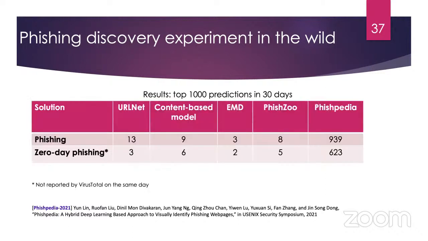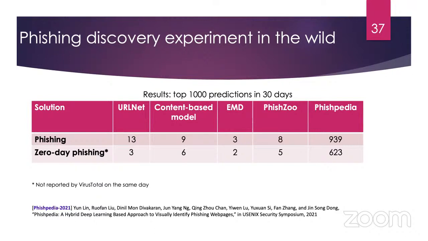So we carried out the study for 30 days. And the results here are based on the top 1,000 predictions of all these models. So you see URLnet, which is a URL-based solution we discussed before, and a content-based model, and EMD, Phishing, and Phishpedia. And the results are shown for phishing. Both the rows are of phishing. The second row is zero-day phishing, which means VirusTotal did not detect that these are phishing on the same day. So we only have true positives here because we can't measure false negatives, right? So clearly Phishpedia outperforms all these models.